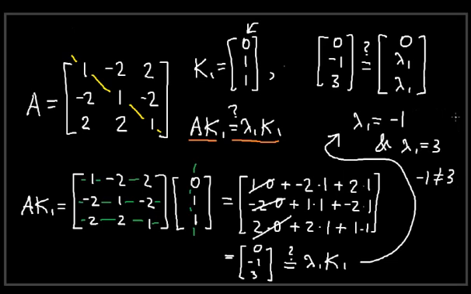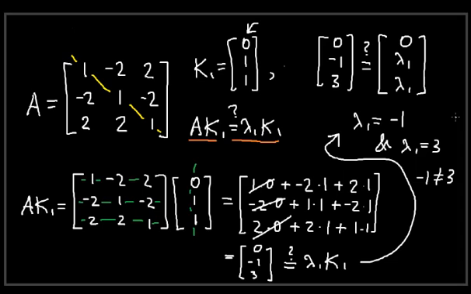In other words, k1 is not an eigenvector of the matrix A. If it was an eigenvector, we should have been able to find a lambda, and we can see here that it is impossible to find such lambda. Therefore, k1 is not an eigenvector.